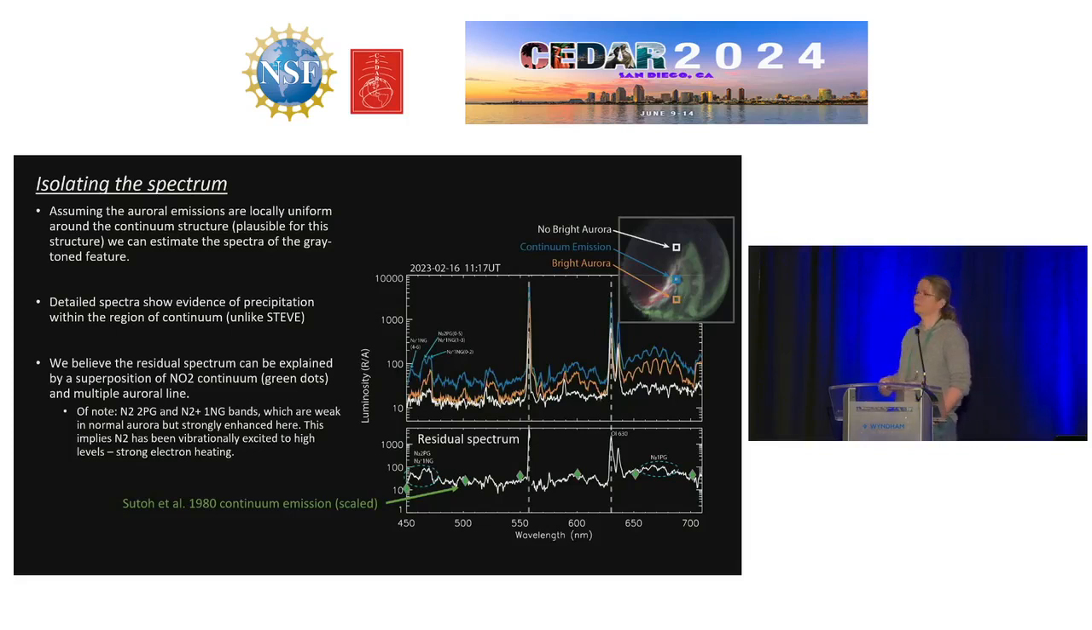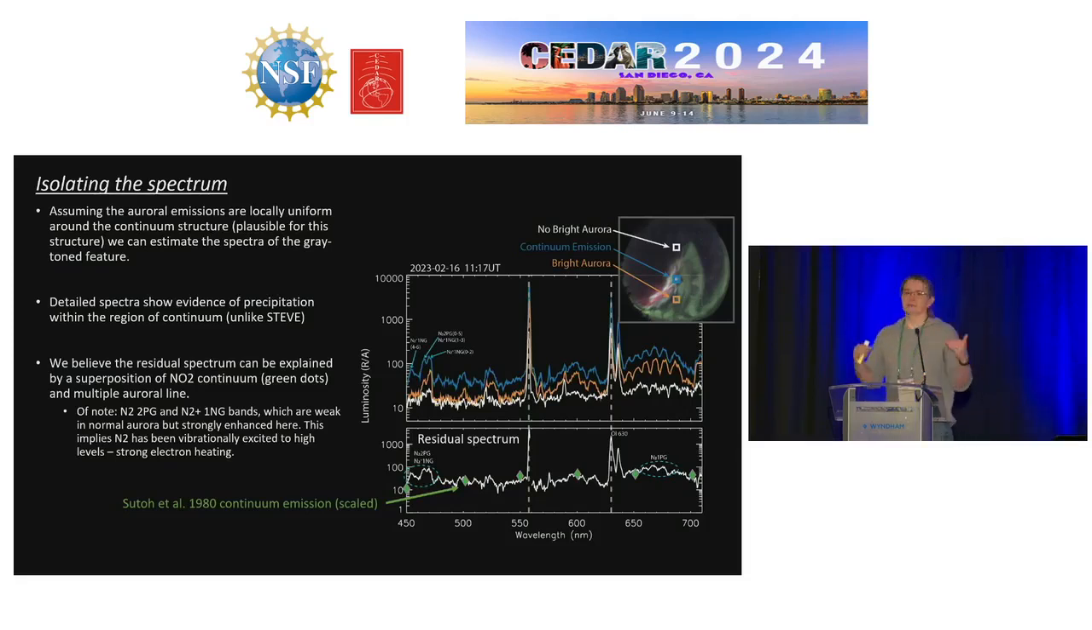Now, if we play the game that we say the aurora is roughly uniform across this region, a half-decent assumption from this RGB image where it's inside a torus omega band structure and it looks relatively uniform, we can subtract off the bright aurora from the continuum emission, and we can get what we call the residual spectrum. This is what we think is the smoking gun, where we're looking for what is that gray tone structure. And from within there, you can see a few things.